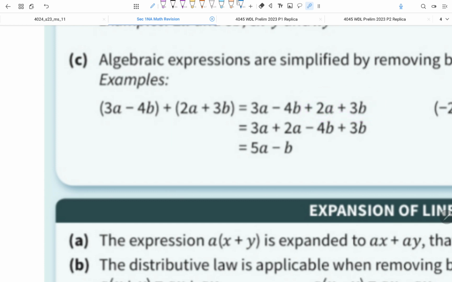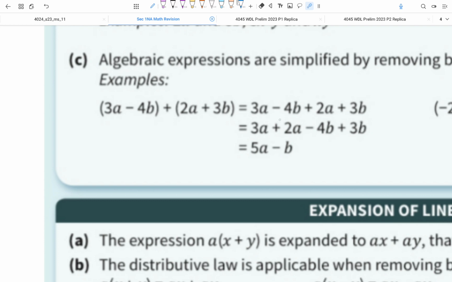Now simplification means this. 3a. Now do you see any more a's at the back? Indeed you see a plus 2a. Now the plus belongs to the 2a. So 3a plus 2a, rearranged like this. Negative 4b rearranged with the positive 3b, like this. Now from here onwards, please press calculator, and I stress, press calculator together with the plus and minus signs.